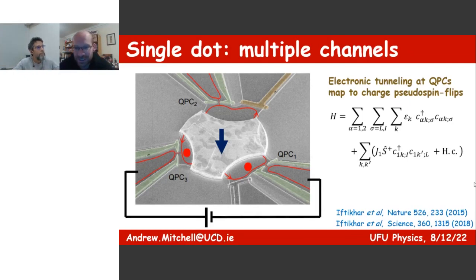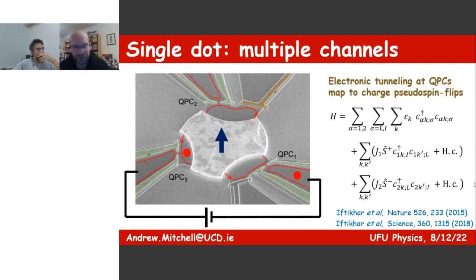But those things can be attached to the leads, and the electrons can tunnel at the QPCs. So imagining that I have n electrons on the island initially, when I tunnel an electron from the lead onto the dot, it increases the number of electrons, and it basically flips that charge pseudospin from down to up. So that corresponds to a tunneling process from the lead to the dot, but also with this sort of raising operator S plus for the charge pseudospin on the dot.